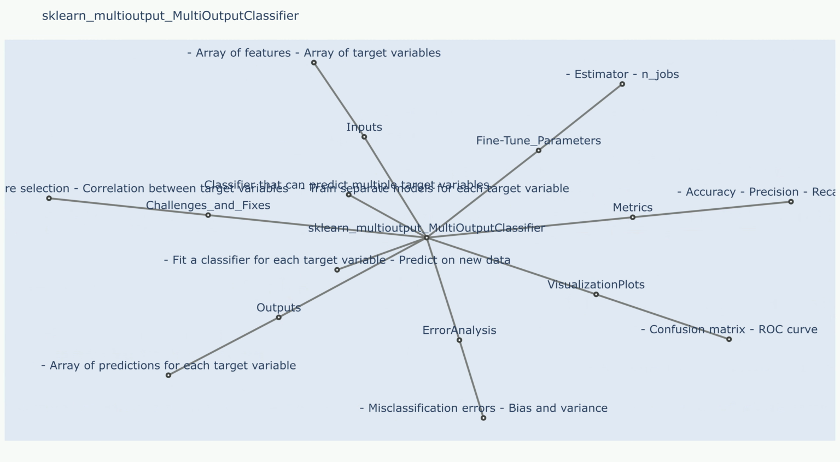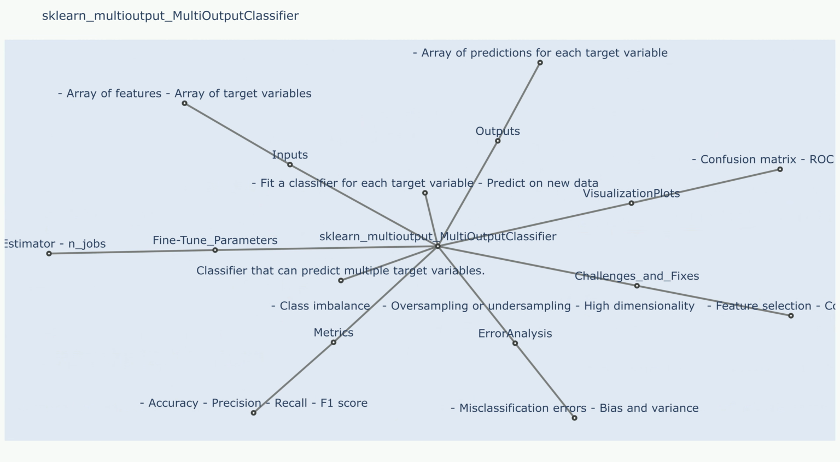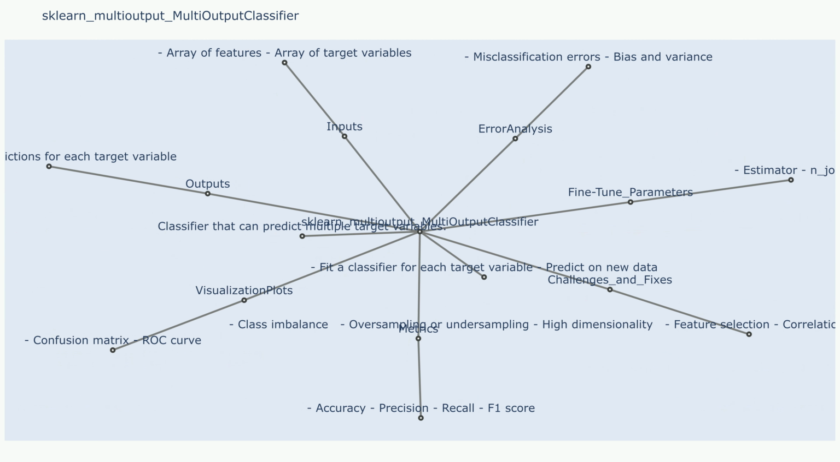Visualization plots. Visualization plot 1: confusion matrices for each output variable. A confusion matrix can visualize the performance of the classifier by showing the number of true positives, true negatives, false positives, and false negatives. Visualization plot 2: feature importance plots. If the base estimators support feature importance, you can visualize the importance of each feature for each output variable.